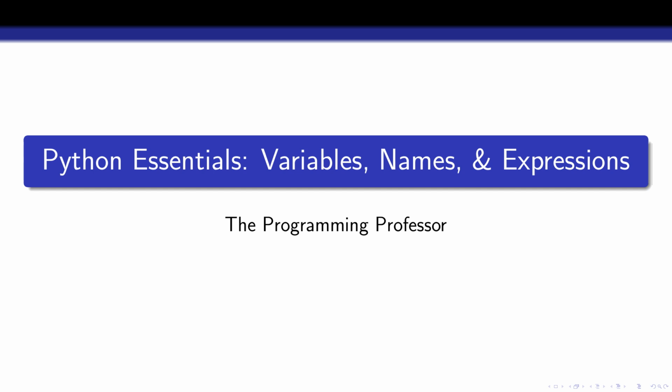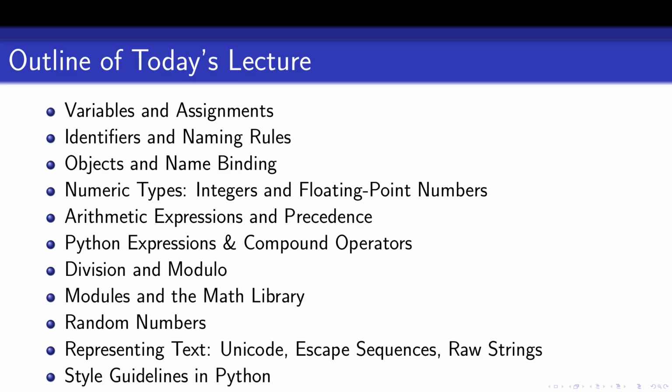Python Essentials: Variables, Names, and Expressions by the Programming Professor. In this lecture, we'll follow a structured outline that begins with variables and assignments, the most basic way to store information in a program. From there, we'll move into identifiers and naming rules, learning how to properly choose and use variable names. We'll then cover objects and name binding, where Python handles data behind the scenes, followed by numeric types, including integers and floating-point numbers.